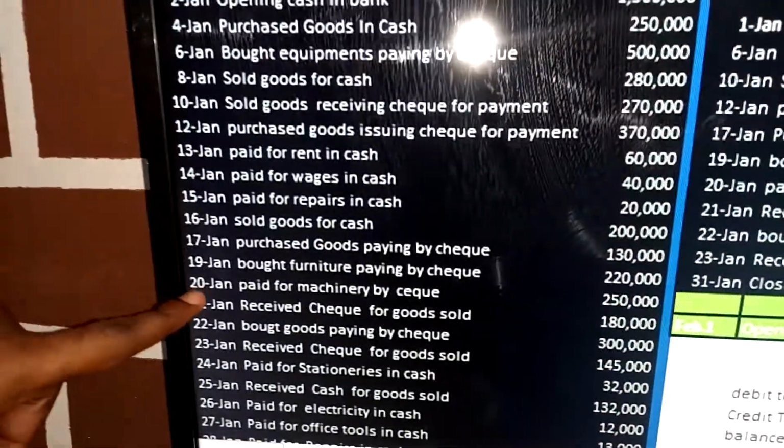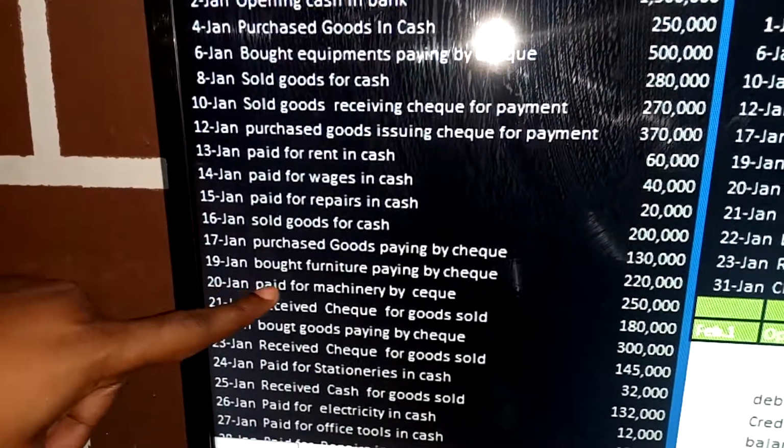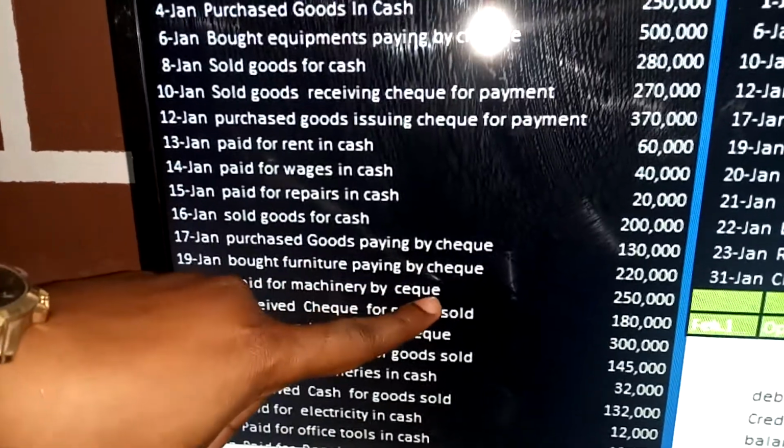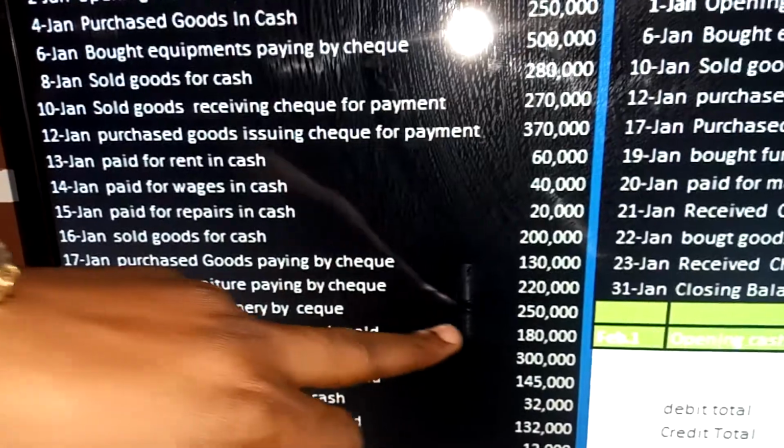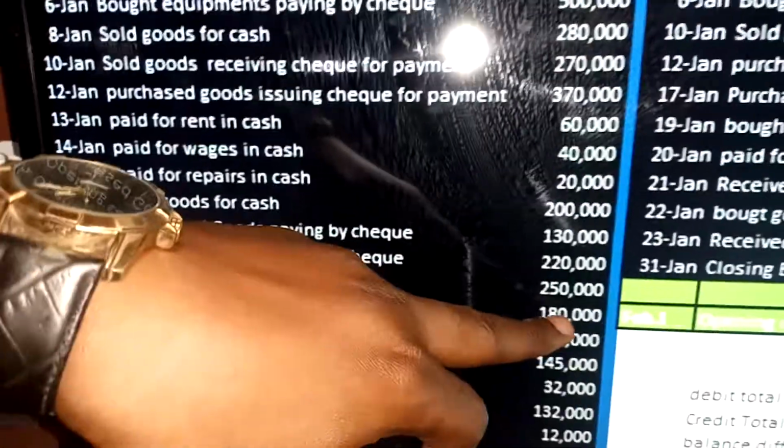On the 20th January, paid for machinery, paying by check. That is 100 and what?